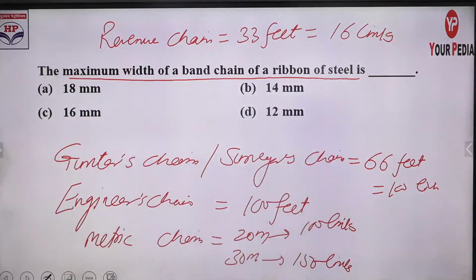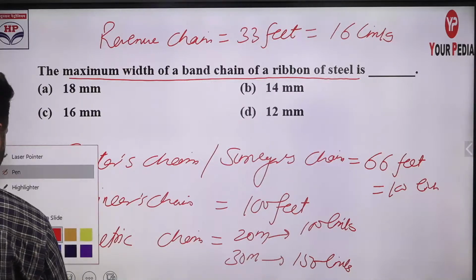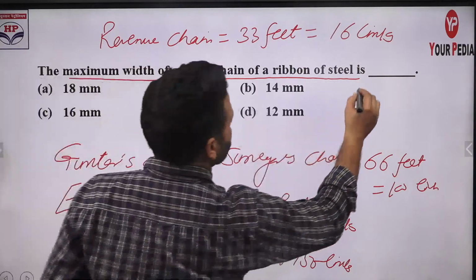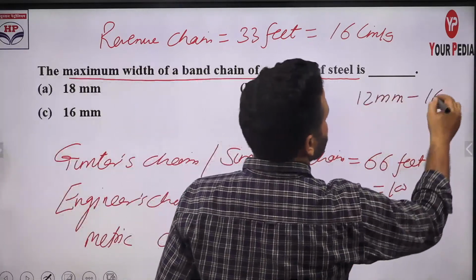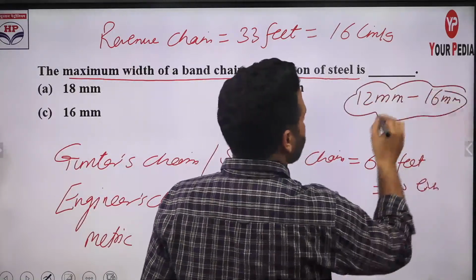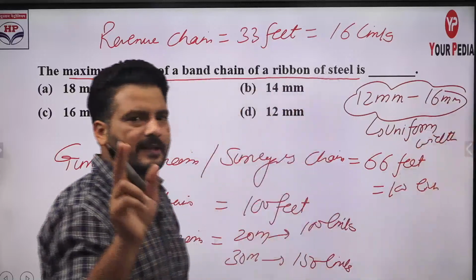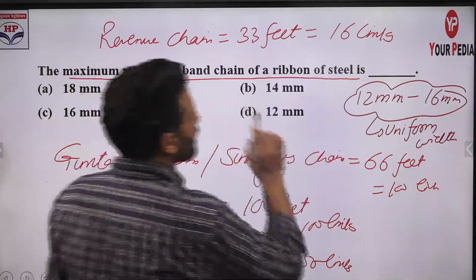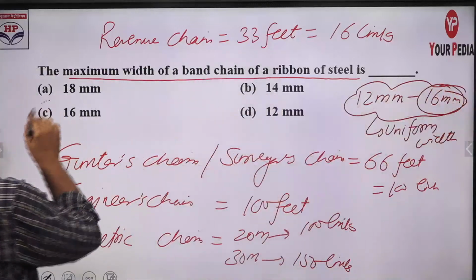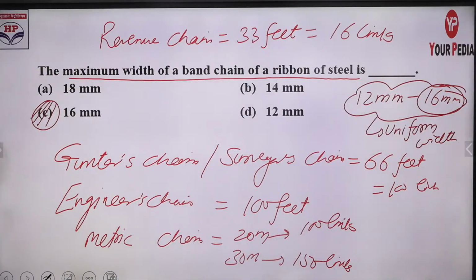One more chain is there, that is your steel band or band chain, in which the width of each band is uniform, from 12 mm to 16 mm. This is the uniform width of band. So what is the maximum width? It is asking the question. Maximum width of a band chain is 16 mm. Answer will be option C. Although thickness might be from 0.3 mm to 0.6 mm.